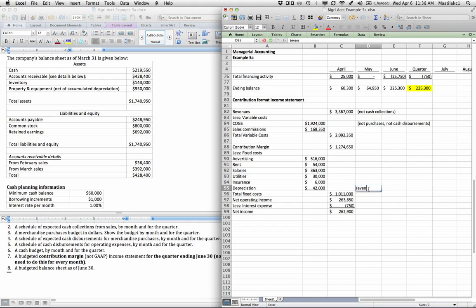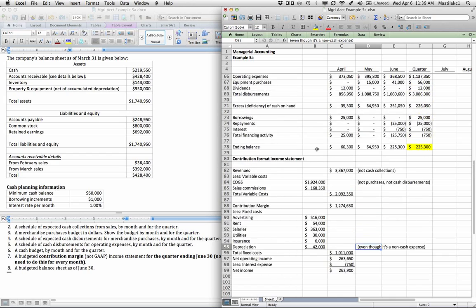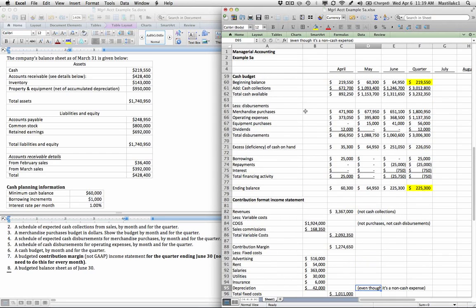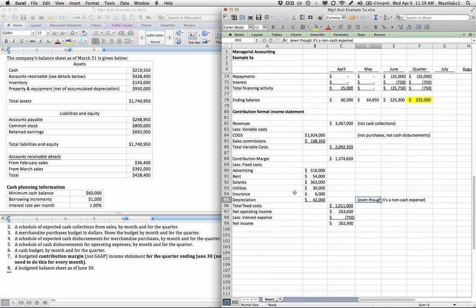And for depreciation, depreciation is a non-cash expense, but it is an expense. So for all the other expenses we have in this example, we pay cash. There's no difference between the cash amount and the income statement amount. But for depreciation, we have to recognize that it's a non-cash expense. Being an expense, it shows up on the income statement. Being non-cash, it does not get included in the cash budget. So we have to be careful with our non-cash expenses.